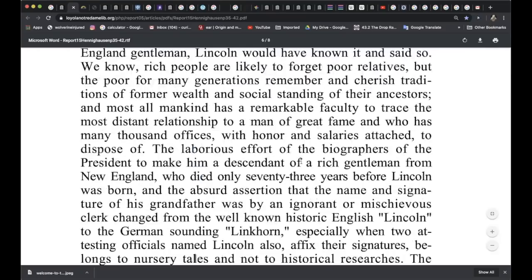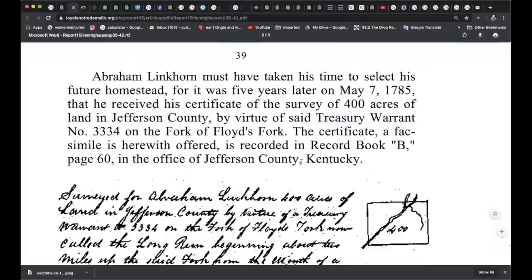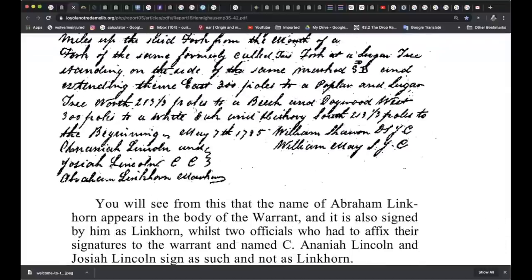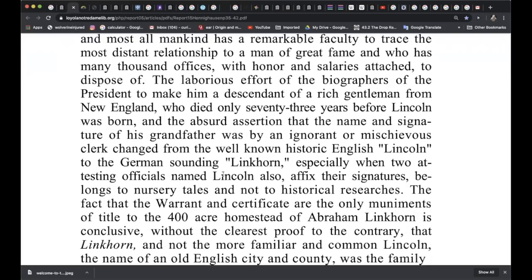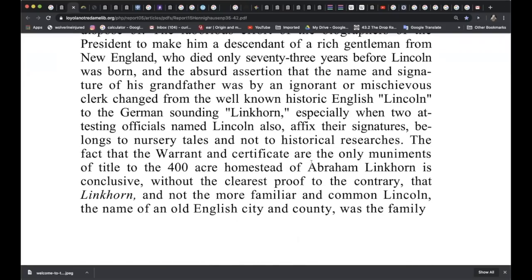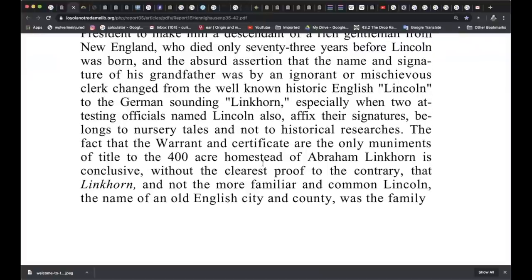So he's saying that in the same letter, he signed Linkhorn, and there are actually people who signed Lincoln the correct way. So why would the clerk sign it wrong, right? They know what they're spelling, is what he's saying. The fact that the warrant and certificate are the only new muniments of title to the 400-acre homestead of Abraham Linkhorn is conclusive, and this is the only existing title of his grandfather, and they're saying it's a mistake.